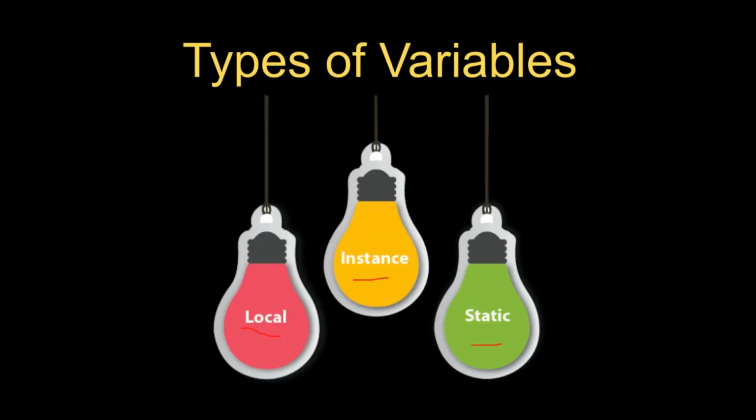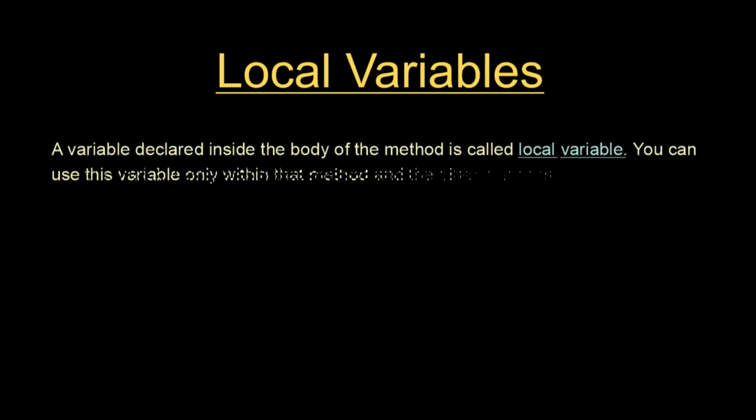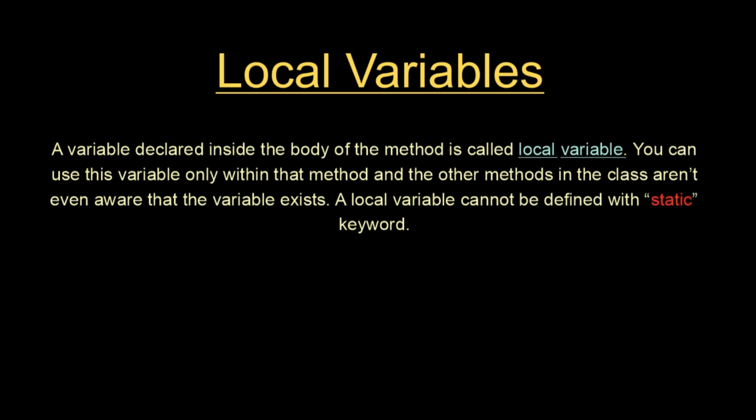Let's look at the next thing that we have here. Let's talk about each of those variables. When we go back, we can easily see that we have those three variables, so we want to talk about each and every one of them. That's what we're going to do right now. Let's start with the local variable. What's a local variable? A variable declared inside the body of a method is called a local variable.